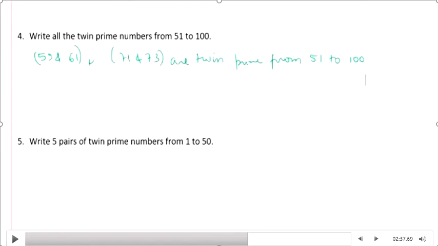The answer is 59 and 61, and the other pair is 71 and 73. So these are the two pairs of twin prime numbers from 51 to 100, and both have a difference of 2 between them. 61 minus 59 gives us 2, as also 73 minus 71, here also the difference between these two numbers is 2.